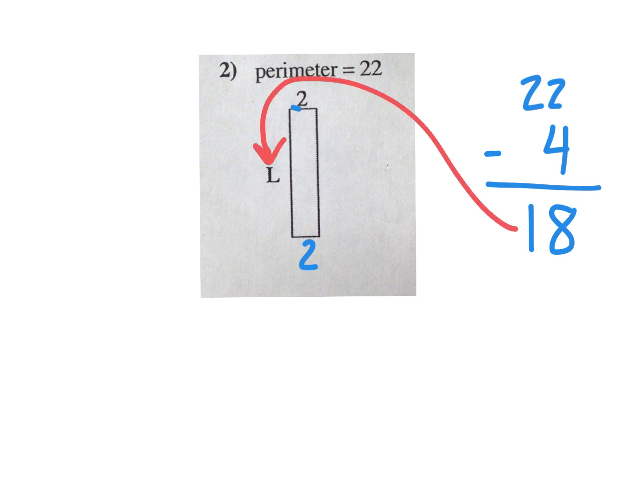Half of it goes on this side, half of it goes on this side, and half of 18 is 9. So that missing side is 9. And 9 plus 2 plus 9 plus 2 equals 22.